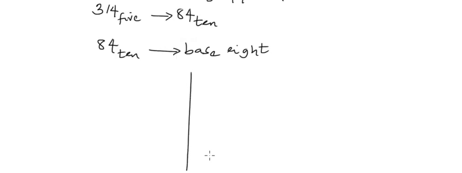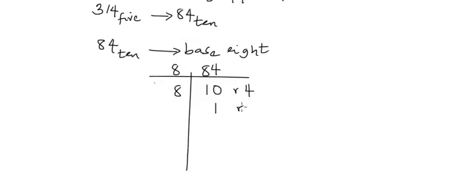I draw a line, and after that I divide. Put my 84 here. The base I need to divide by is 8, so I write 8. 8 in 84 is 10, remainder 4. I do the same with 8, 8 in 10 is 1, remainder 2, and finally 8 in 1 is 0, remainder 1. So I've got my final answer, and all I need to do is write out my answer.